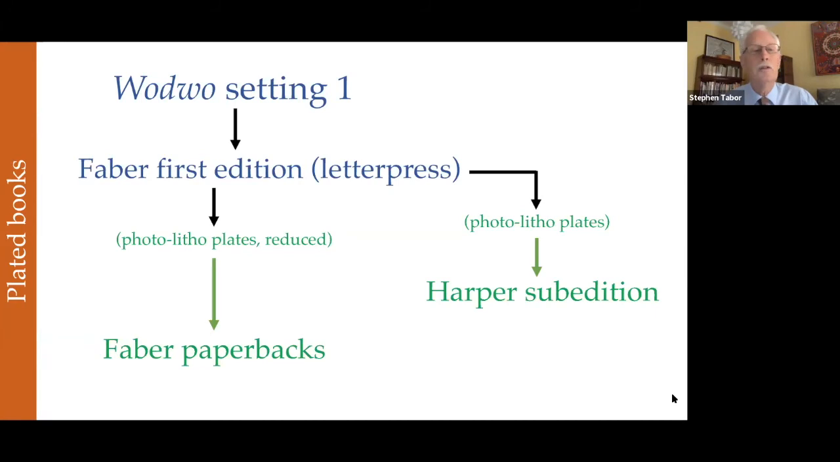There was only one setting, printed first as letterpress in England and later as offset litho on both sides of the Atlantic. When a publisher acquires a setting from an earlier publisher and uses it to print his own copies, as Harper did in this case, bibliographers call these copies a sub-edition. This is a term of art that you won't find in booksellers' catalogs and certainly not in publishers' ads, so don't worry about it too much.